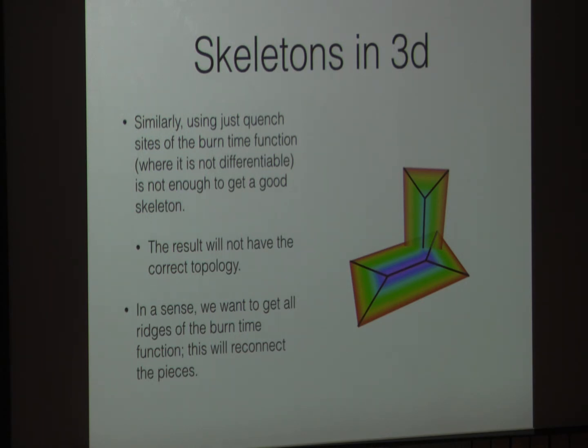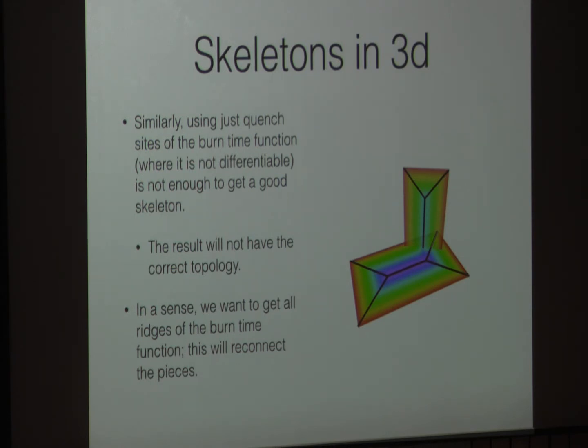So somehow we want to get all the ridges of the burn time function. There is still a ridge on the bottom that reconnects that into a tree, but it's not a quench site. It's a ridge. It's a discontinuity, not an actual collision of two different fronts. So we're dithering on this definition right now. This is where we're stuck to get the precise formulation.